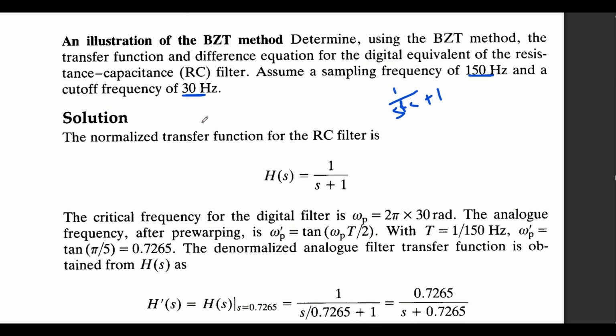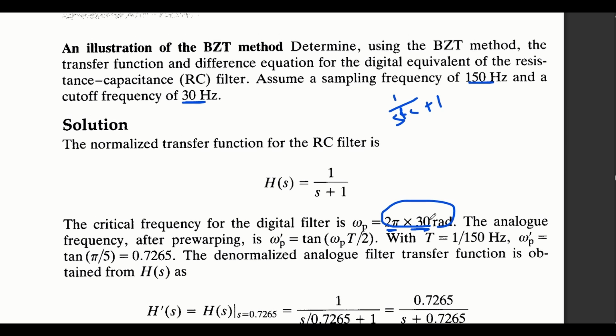Now, you realize that you first have to find it in the digital domain. In normal circumstances, it will just be 2 pi times the 30 hertz to give you the omega p, or the analog frequency. However, you have to first prewarp it, because this is without prewarping, the frequency you'll be using. In prewarping, you have to use the prewarp formula, which I think is shown here. It is tan of omega p multiplying T over 2.